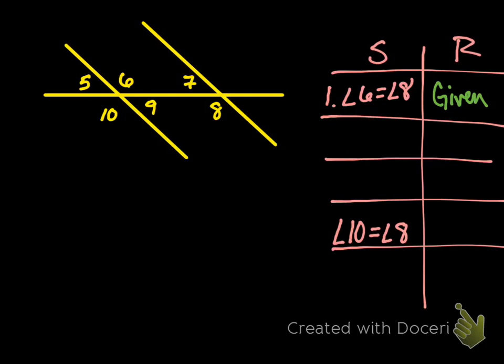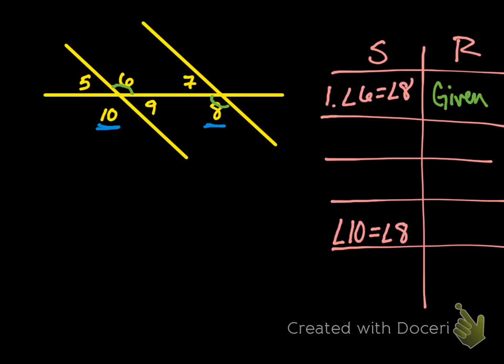Now we know angle 6 equals angle 8. That's our given. So let's mark those congruent here, angle 6 and angle 8. We're trying to prove that angle 10 equals angle 8. So we want this angle to be equal to this one. Now we don't know anything that says those are equal, but we do have a reason that says vertical angles are equal.